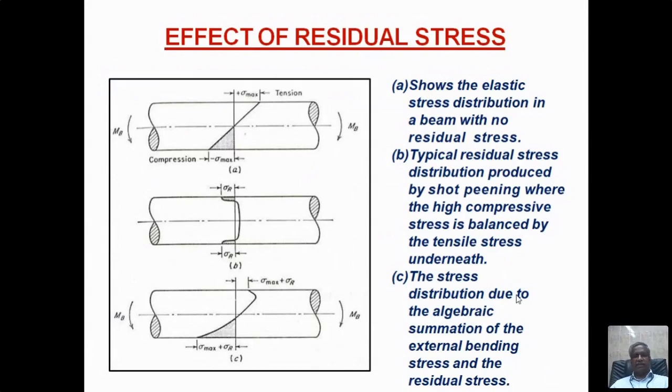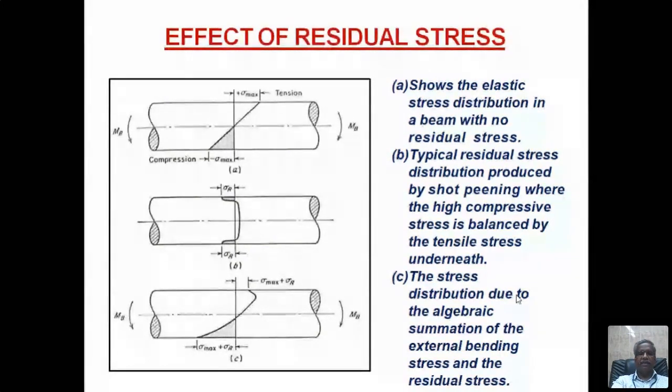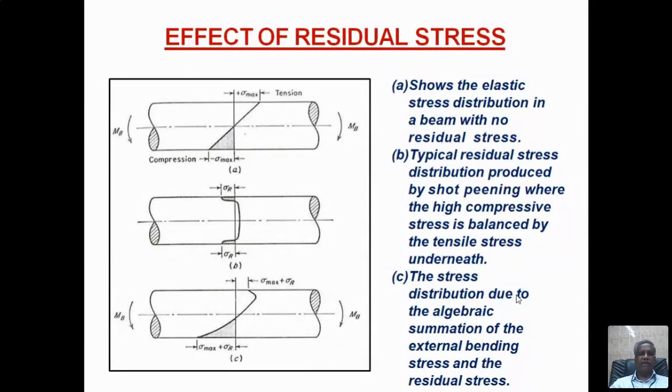If you see here, the first specimen A has the elastic stress distribution, a beam with no residual stress. One side has tension and the bottom side has compression. This is the case in the rotating beam fatigue testing machine. The stress is varying from plus 200 to minus 200, with R equal to minus 1. This is a typical case. It is elastic, and there is no residual stress here.